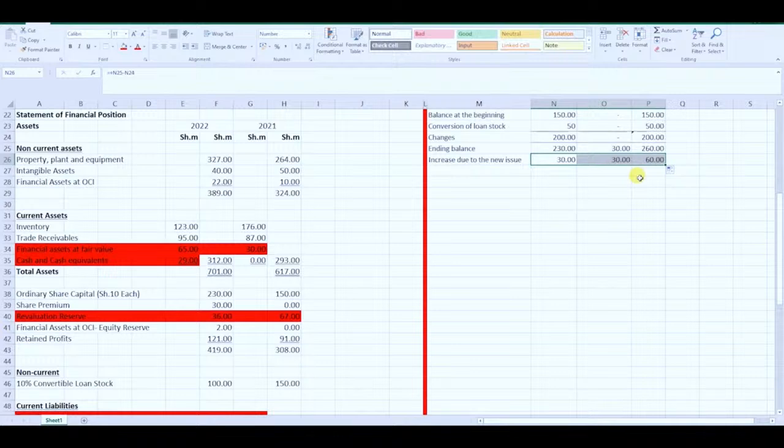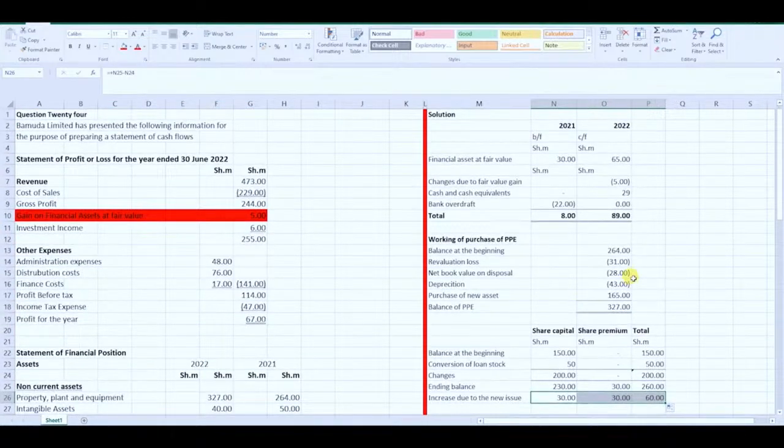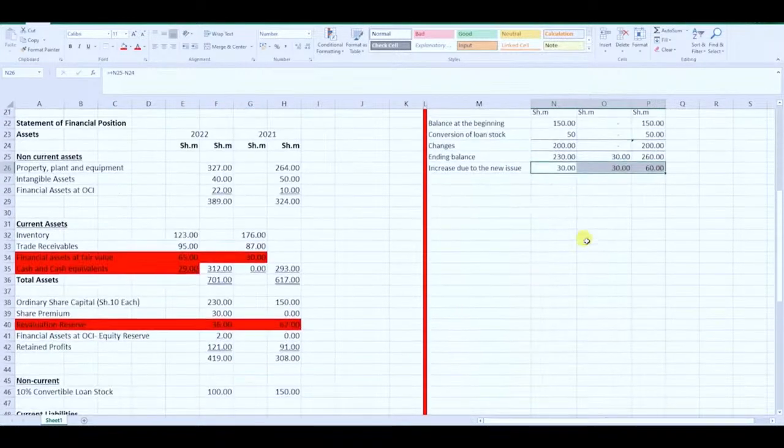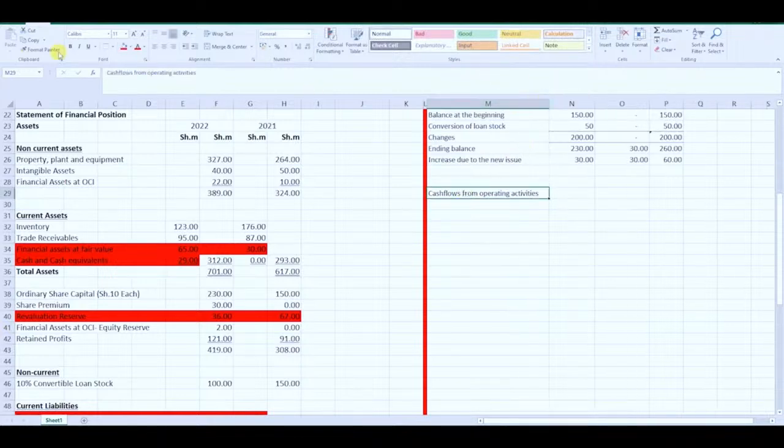Now, ladies and gentlemen, the moment of truth has arrived. We now prepare a statement of cash flows based on IAS 7. So with your permission, once we have these values over here, I can just start over here, scroll down here. Cash flows from operating activities. I'll bolden that.